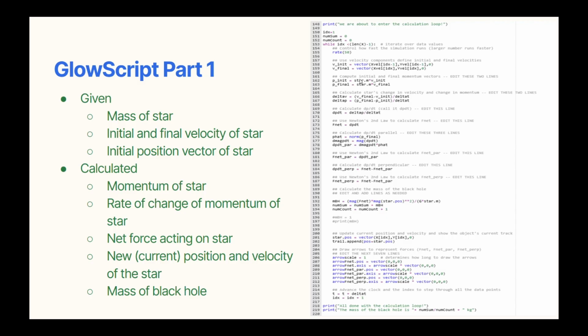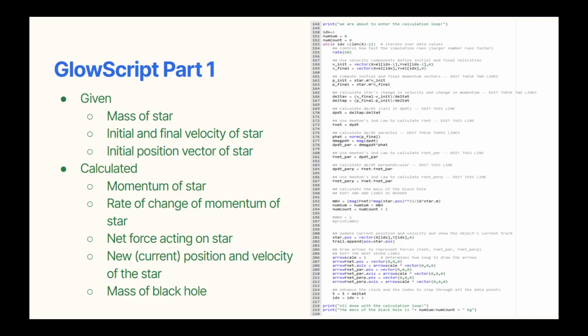Using the values for the mass and the velocity that we were given, we were able to calculate the momentum of the star, and then the change in momentum, and then the rate of change of the momentum. From Newton's second law, the net force is equal to the rate of change of the momentum. And using the net force, we were then able to calculate the mass of the black hole.